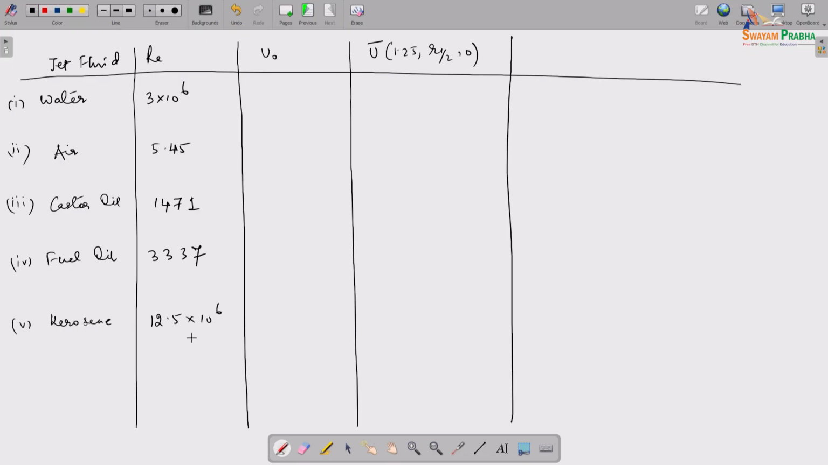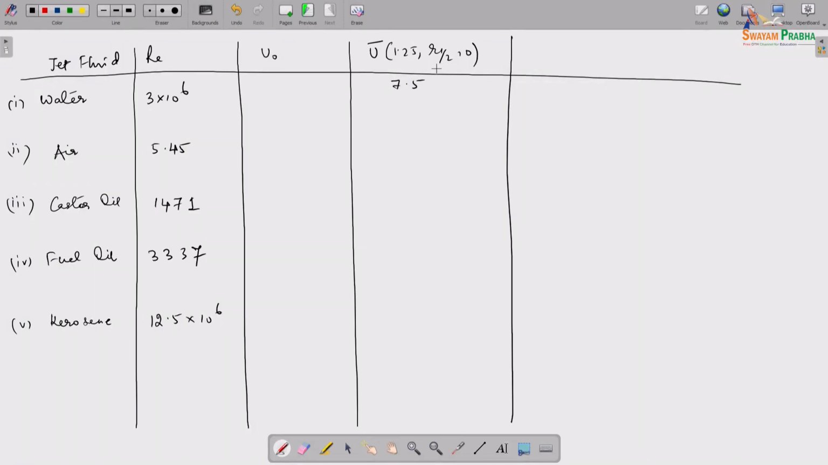Let's just write down the mean values first. We can actually get U naught, which is essentially 2 times U mean, so there's no point writing that out. All right, so U mean, the first one was 7.5. What's air? Air was 15, so this was the second one, which turned out to be 15.